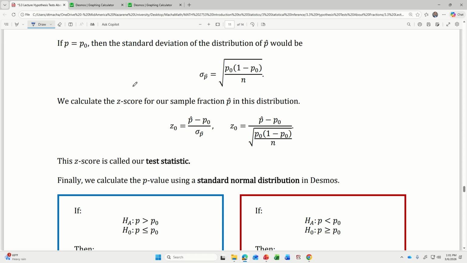And then the reason there's two formulas here is I'm just replacing this sigma with the formula for sigma. So these are equivalent, but that's what we use to calculate. That's called our test statistic.